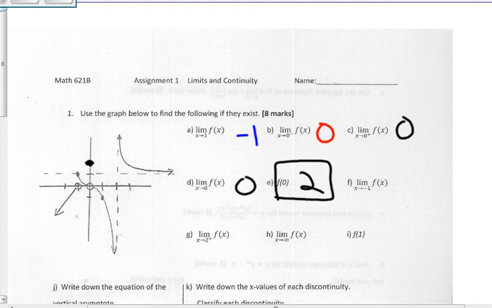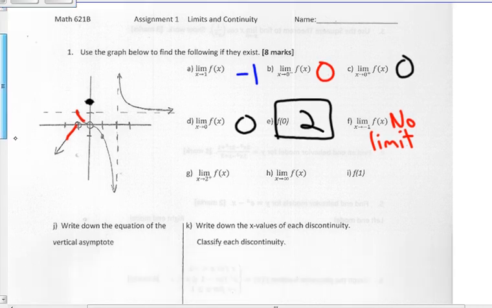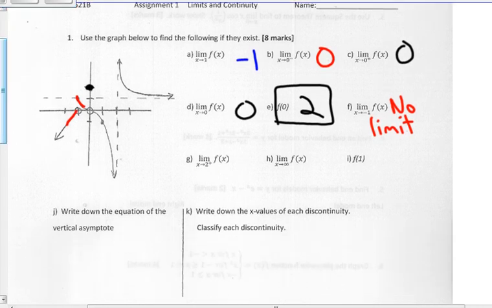Let's see. As I go to -1 from the right, it seems to be going to +1. As I go to -1 on my x from the left, it goes to 0. It's not going to the same value from both sides, so this would be no limit, or does not exist. G is the limit as the function goes to 2 from the right. So 2 from the right is going up towards infinity.